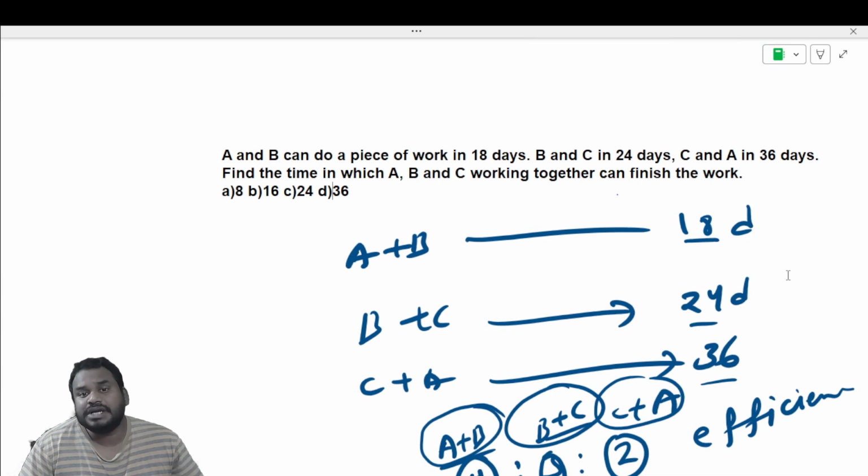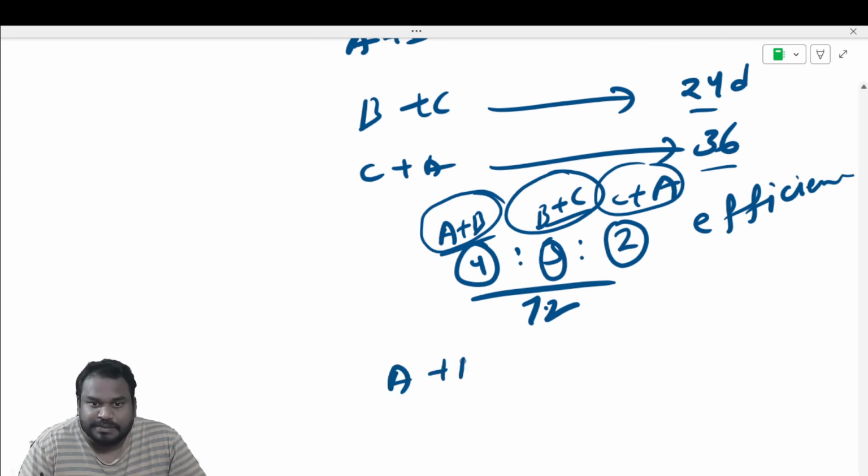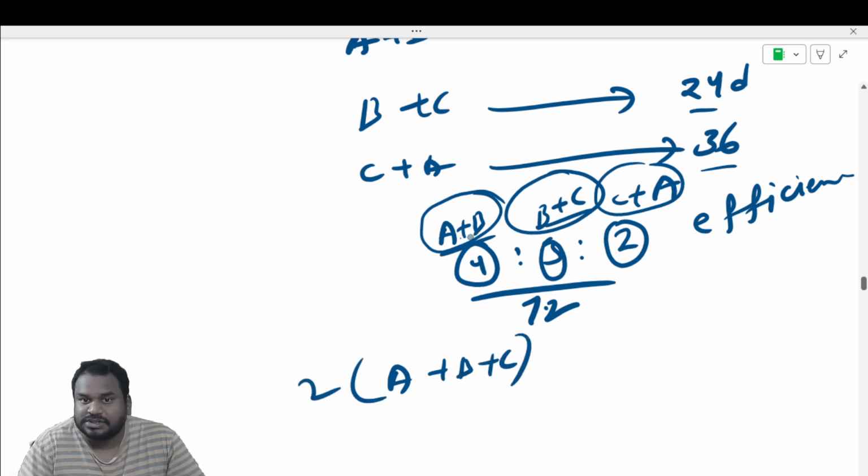Find the time in which A, B and C working together, but you don't need all of them twice, right? So what we will do is divide. So A plus B plus C. If I add these things, 2 into A plus B plus C you will get, because everything is repeating.